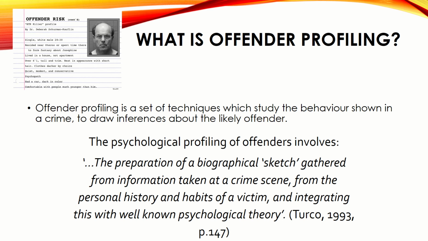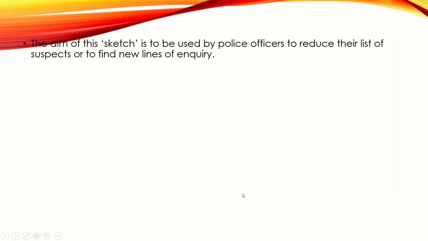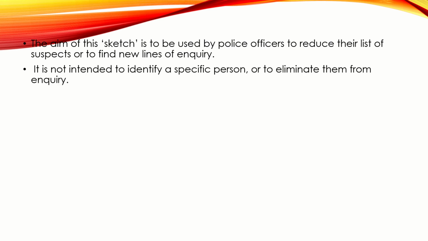Now, there's 2 types of offender profiling that we're going to look at. We're going to be looking at the aims of profiling, we're going to be looking at the types of offender profiling, and then you're going to be having a look at some offender profiles that have helped crack or solve crimes that have happened in the past. So the aim of offender profiling is for a sketch basically to be used by police officers to reduce their list of offenders or their list of suspects, or to find new lines of inquiry, as I mentioned before.